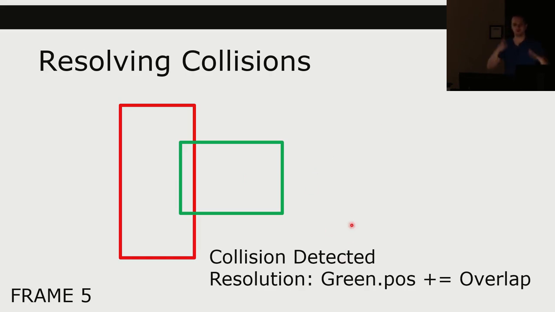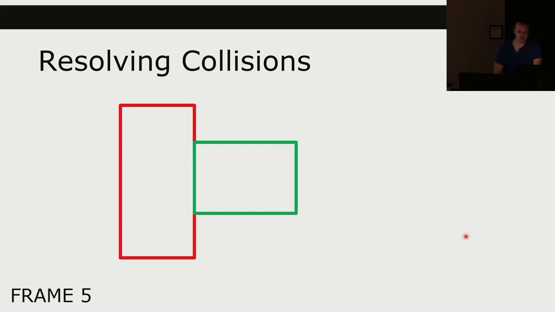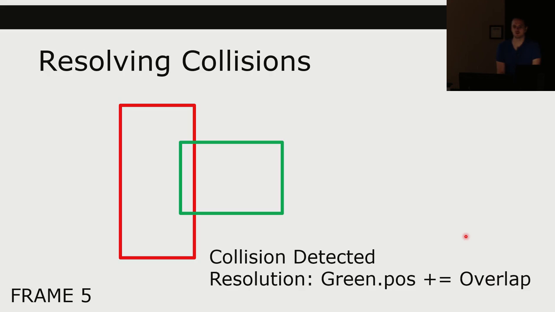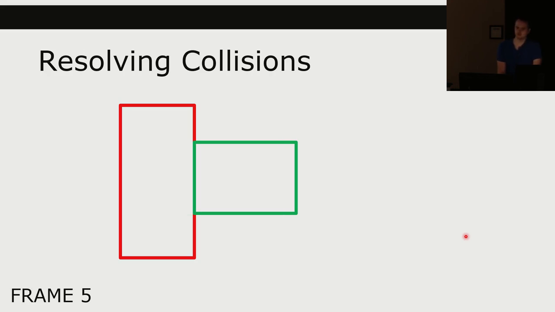So one thing that we could say, let's do the simplest possible case of collision resolution, where I have an overlap, and let's move one of the rectangles by the overlap. If I just took the green one and added the overlap to its position, then I would push it out like that. I've detected by how much they overlapped, and so I'm just going to take the x component of the green one and push it back out.